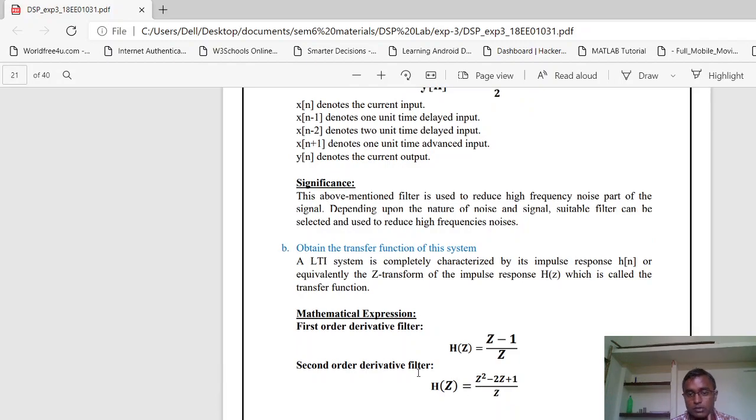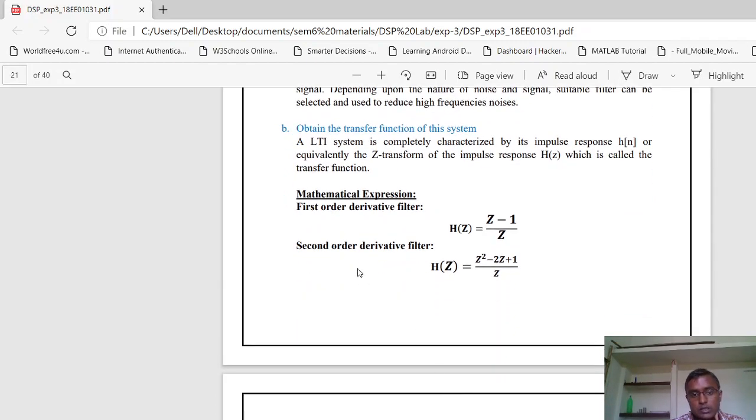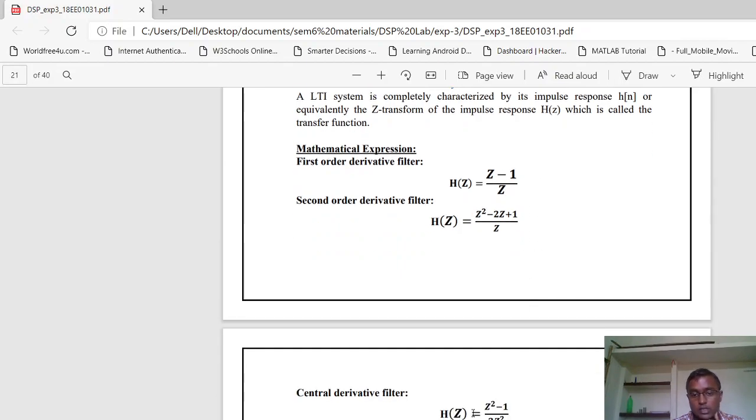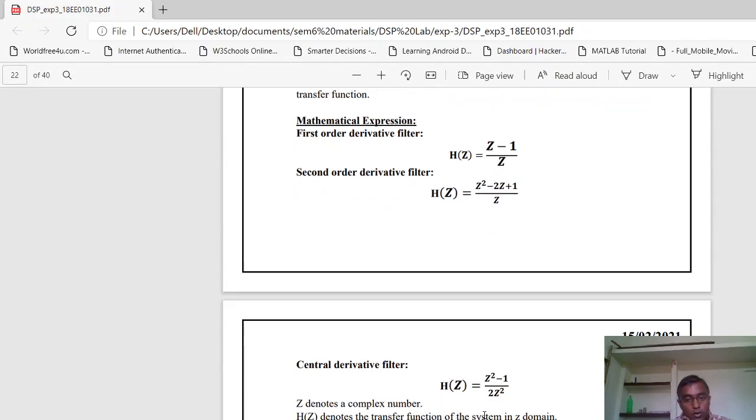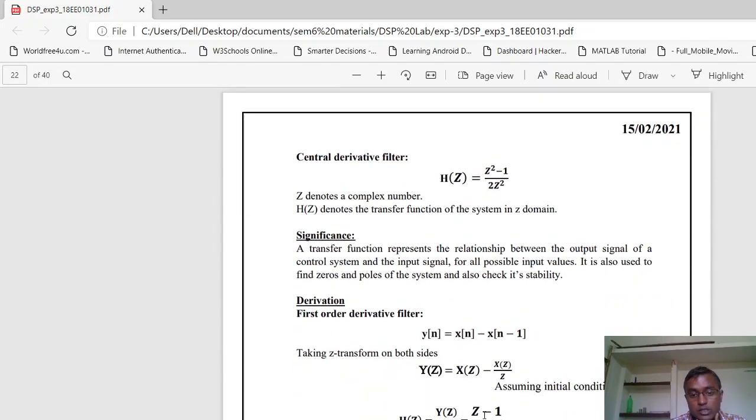After that, obtain the transfer function. So these are our expressions. H of z is equal to (z minus 1) by z. This is for first order, this is for second order, and this is for third order, meaning central derivative. I have derived these things in the downward part.